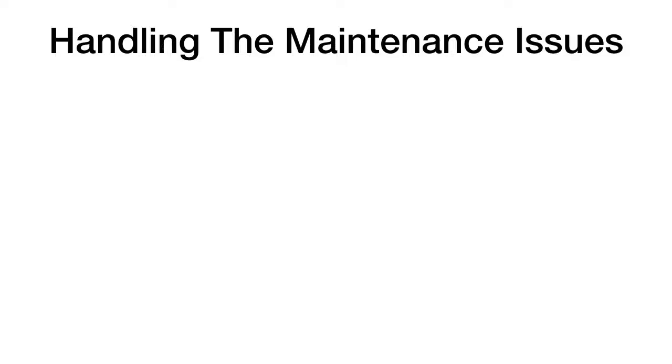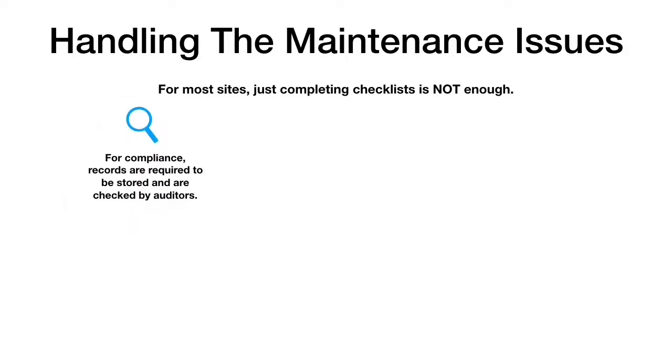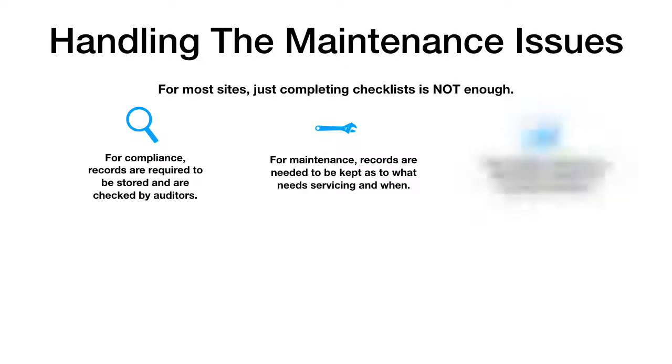On top of that, there's also a maintenance issue. For most sites, completing checklists is not enough. For compliance purposes, records need to be kept and need to be stored and checked by auditors. For maintenance, we need to keep records as to what was checked and then what needs to be serviced and when, and making sure that our service intervals are done. And then all of that needs to be reported on to figure out what plant assets are causing downtime and what are not.